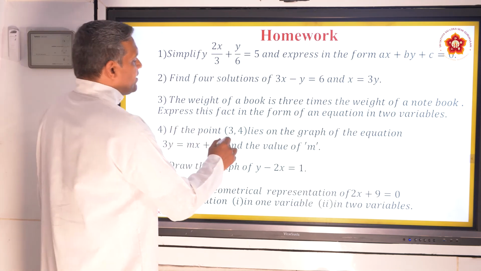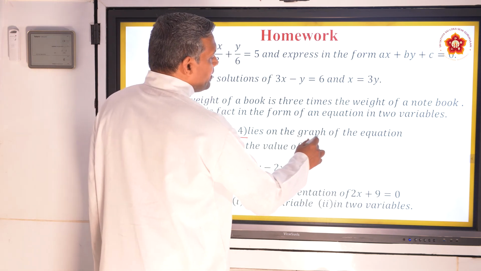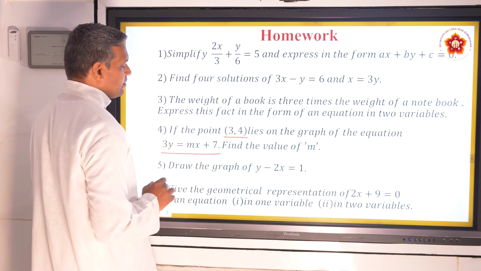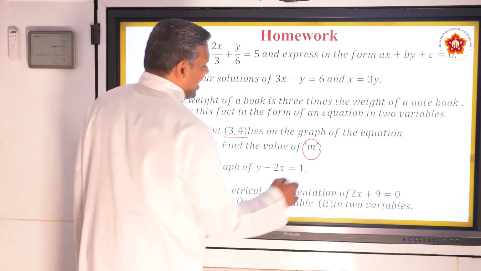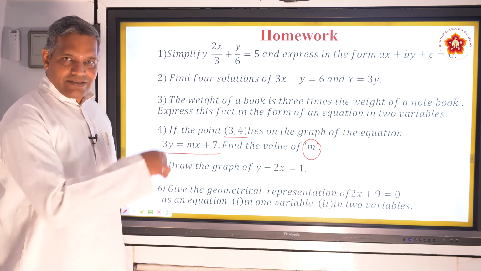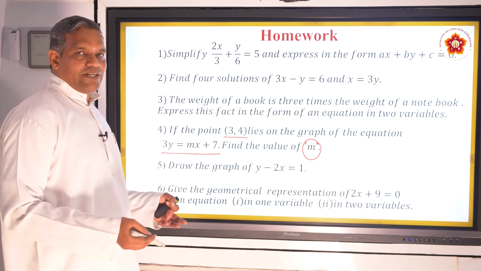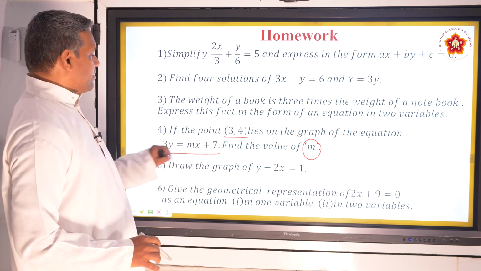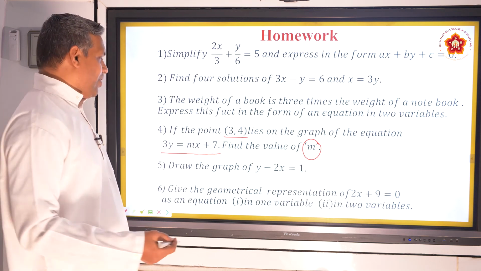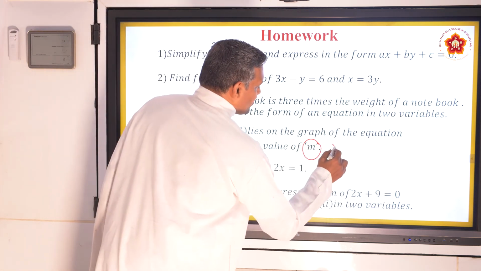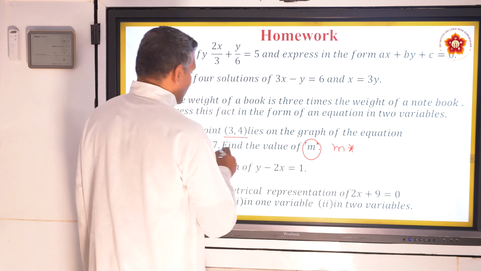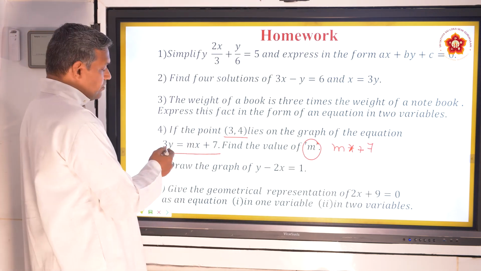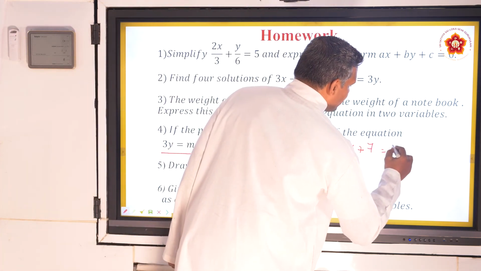And if the point 3, 4 lies on the graph of the equation 3y is equal to mx plus 7, find the value of m. I did not actually solve anything on this in my video, but I thought you will do it. Let me give you a little hint on how to do this. I am asking the value of m, not x. So obviously you will take mx plus 7 now. mx plus 7 is equal to 3y. You take it as 3y.